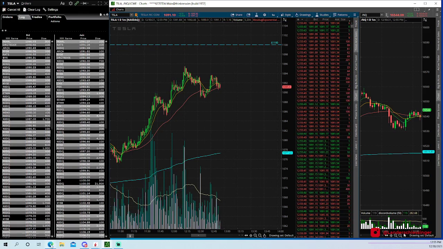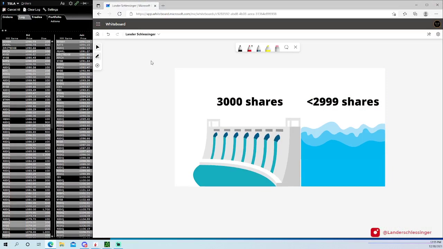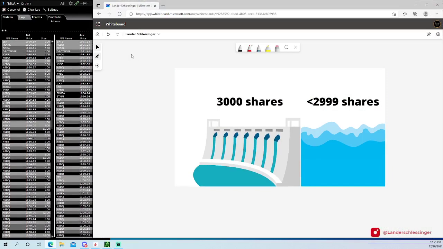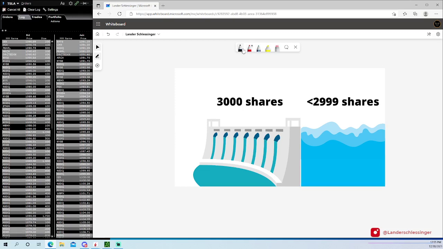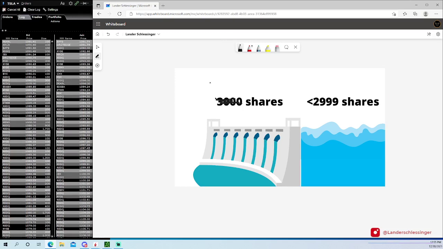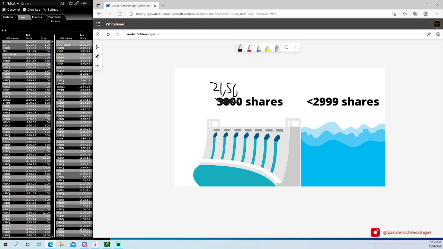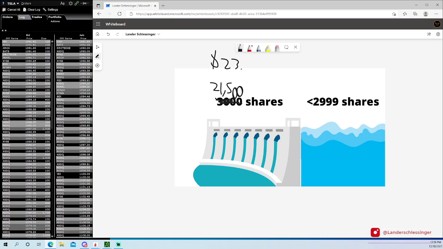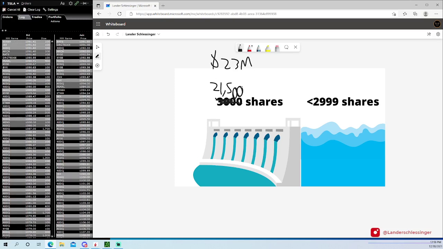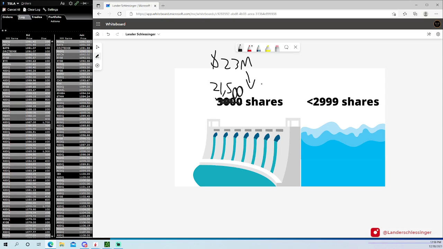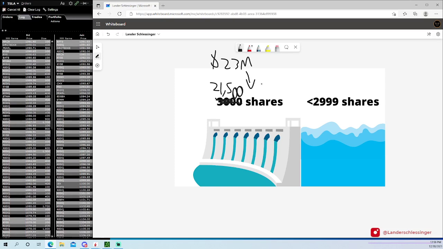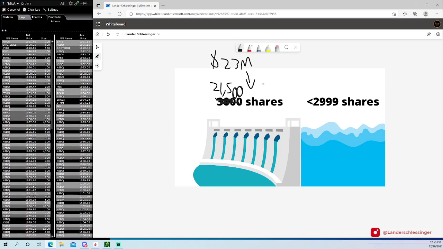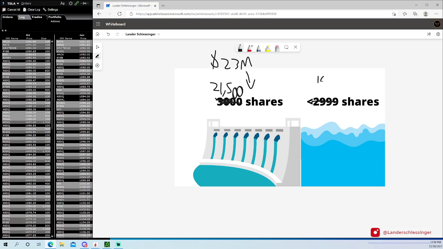Now, going back to the example, right? You guys are probably confused on what this was. This is a dam, right? Let's say, for example, the dam is 21,000 shares, 21,500, right? This is $23 million right here. This is $23 million at this dam. In order to break this dam, we need enough buying pressure to actually break it, right? You're not going to break it with only $100,000, right?